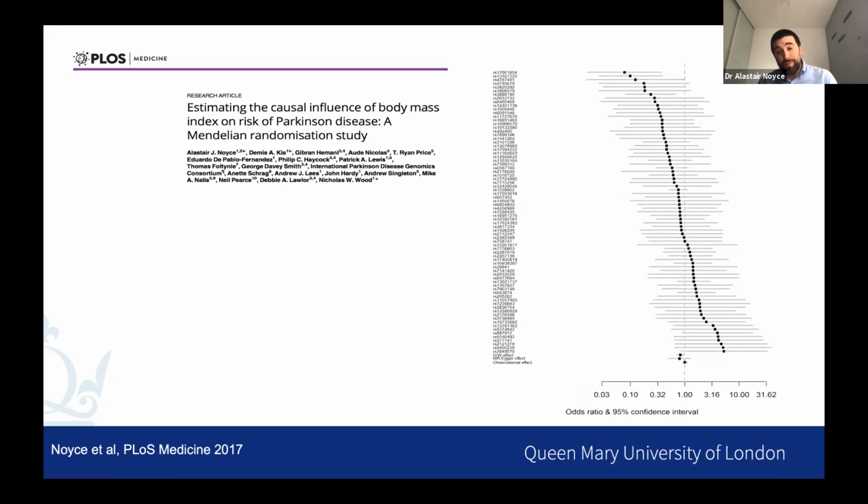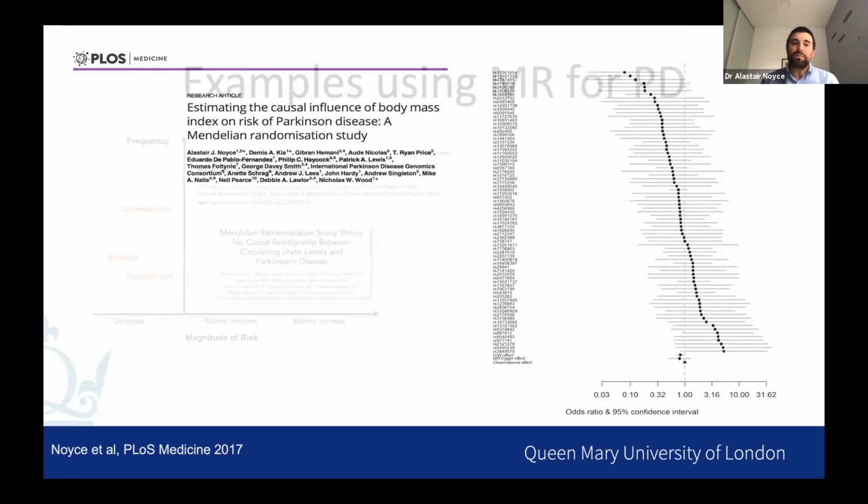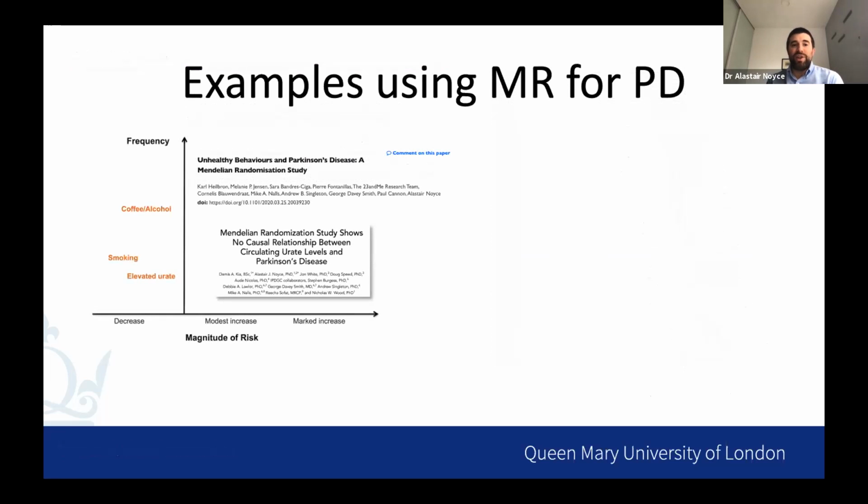And so one of my personal beliefs is that BMI drops not as a consequence of undiagnosed Parkinson's, but actually is part of the causal link in Parkinson's, and low BMI predisposes people to Parkinson's on average. We've used Mendelian randomization in lots of settings.